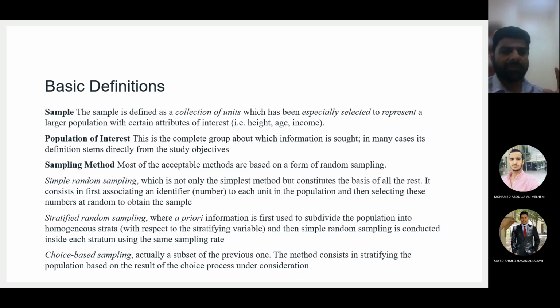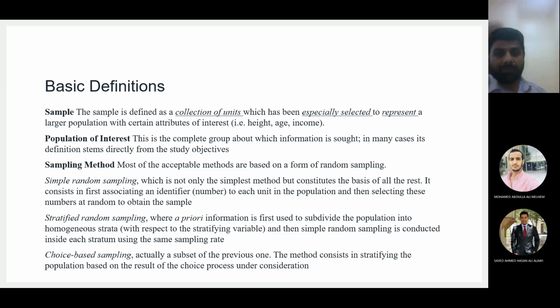This is the main difference between the second and the third option, stratified random sampling and choice-based sampling. In stratified random sampling, I picked a characteristic of the population and divided the population according to its own characteristic, like income or location or height or gender. But in choice-based sampling, I'm dividing the population according to the choices of the people, like people choosing to go by highway 1 or highway 2.